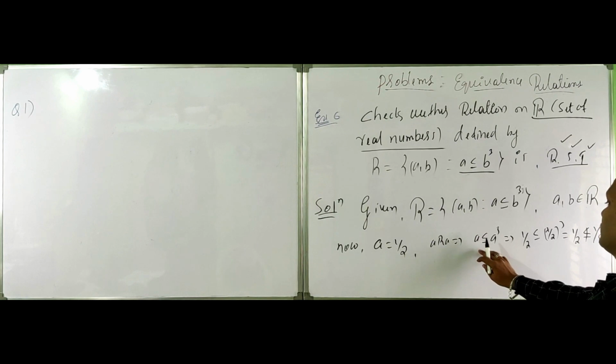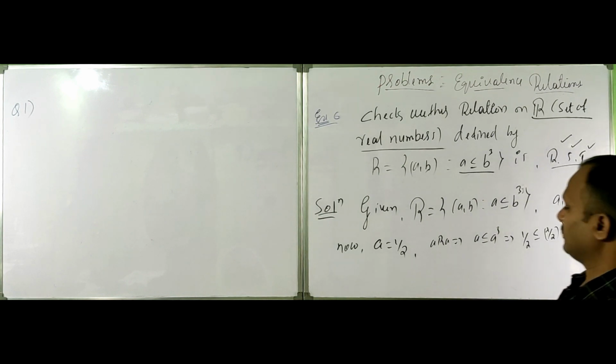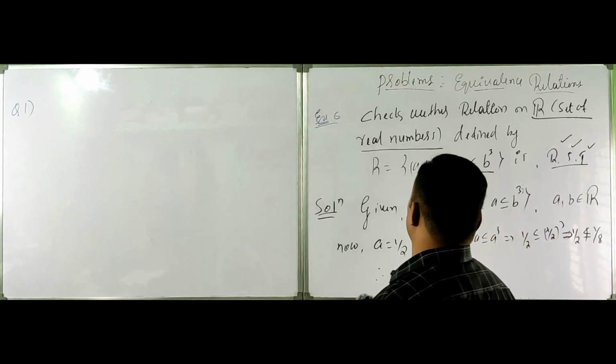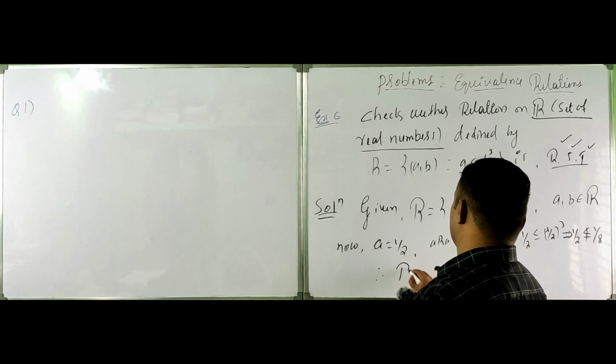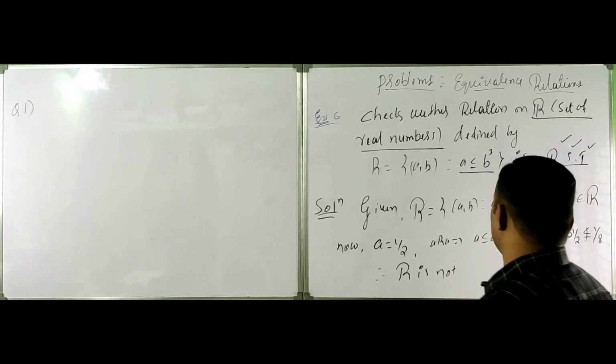aRa defined as a is less than or equal to a cube. Putting the value, this implies 1/2 is not equal to 1/8. Therefore, R is not reflexive.